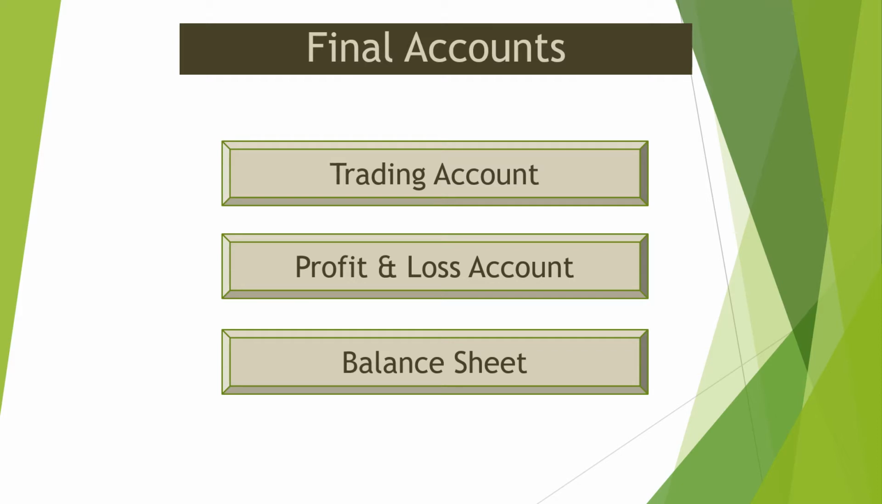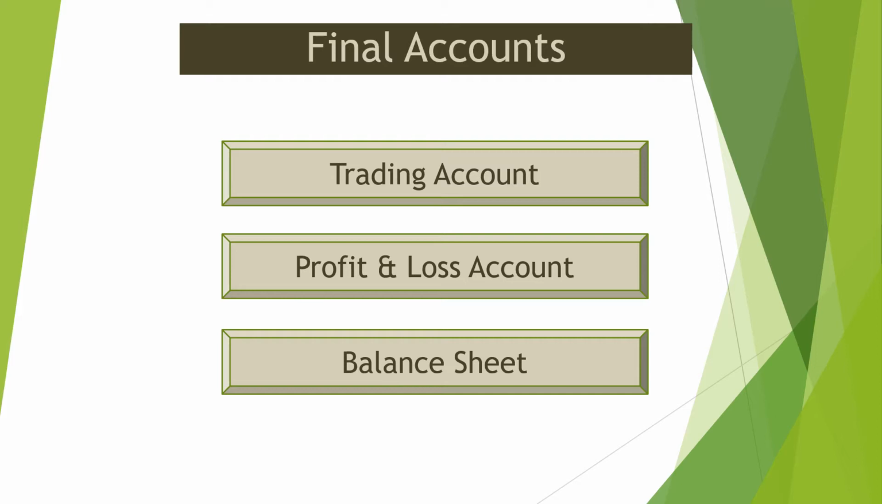Trading account is prepared on the basis of factory or production unit's direct income and direct expenses, and the difference between direct income and direct expense is taken in the shape of gross profit or gross loss. If income is more than expenses, it will be gross profit.